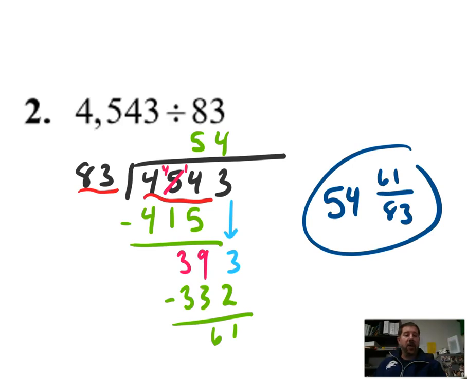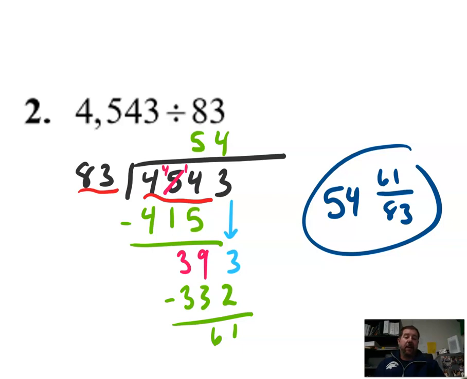Okay, hopefully you got 54 and 61/83. 54 and 61/83rds would be the correct answer. Again, starting this, 83 does not go into 4 or 45. It goes into 454. So those red underlines are kind of where I start. And again, I just looked at the 8 and the 45 to estimate, how many times does 8 go into 45, to estimate my first number there.